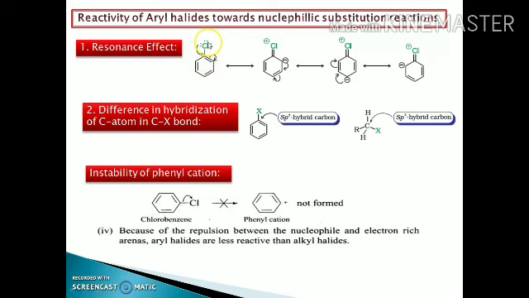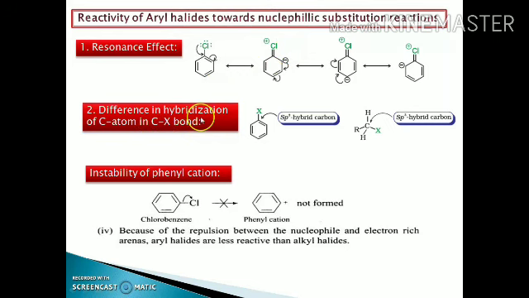As the C-Cl bond acquires partial double bond character due to the resonance, the bond cleavage in case of the haloarenes is more difficult than in the haloalkanes. Therefore, they are less reactive towards nucleophilic substitution reactions, as due to the presence of the partial double bond, the Cl negative ion cannot be removed easily. The second one is the difference in the hybridization.